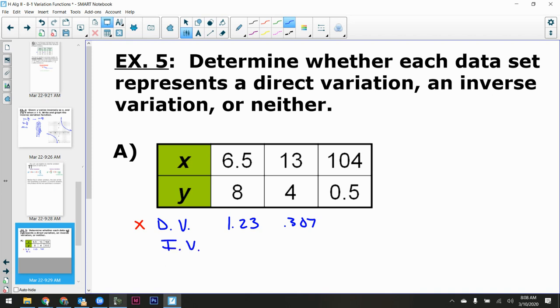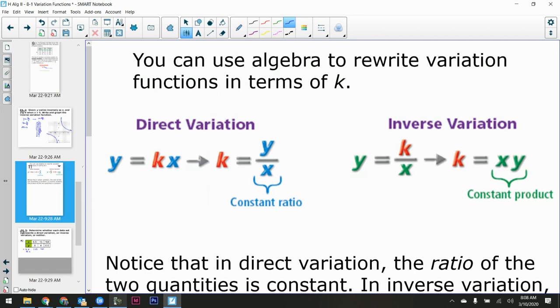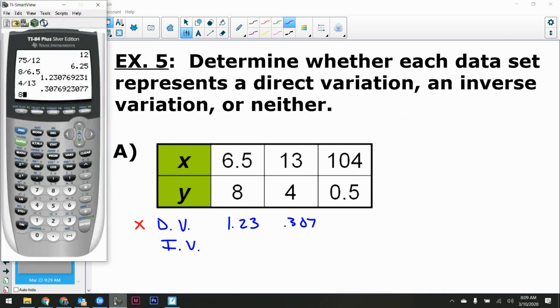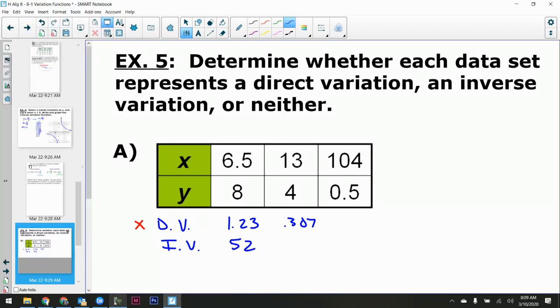Okay, so let's check here. What do I do now for inverse variation? I see if the products are constant. 8 times 6.5, 52. 4 times 13, 52. Half times 104, 52. So this is an inverse variation. This does check out for inverse variation. Now, let's write what the inverse variation should be. My constant of variation here is 52. So y is equal to 52 divided by x.